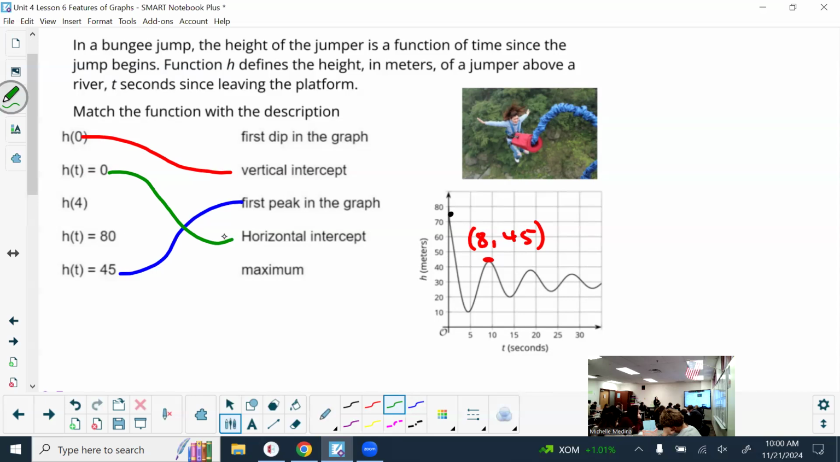Questions on that? I don't see it ever touching the x-axis. So what would happen if it was touching the x-axis? What does that mean about the bungee jumper? Hit the ground or water. I don't know what they're about, but we're assuming that's what it has to be. Okay, good. Table 8, tell me another match that you were able to make.